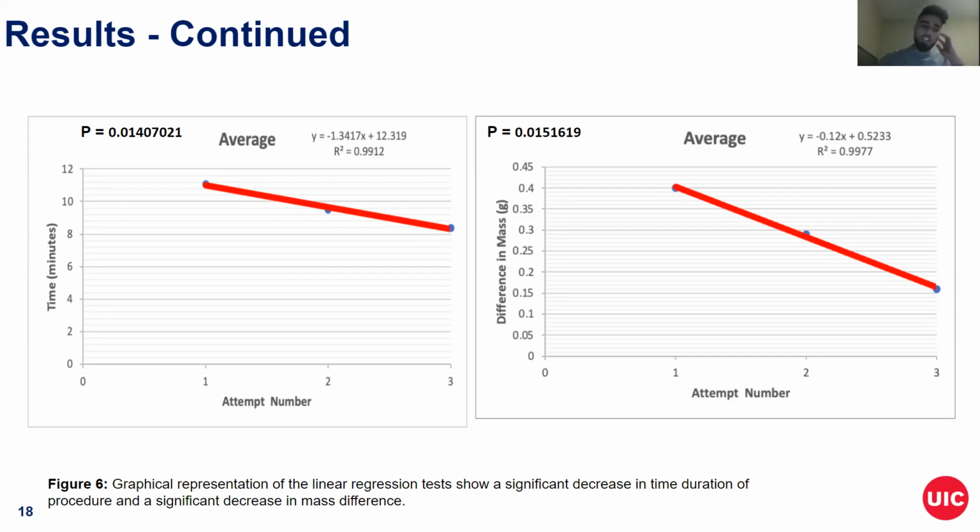This linear regression test had a p-value of 0.015, which is less than 5%, which means that we can conclude that there was a significant difference in the mass removal accuracy. Also, the R-squared value of this regression test was 0.9977, which shows that there is a strong relationship between the difference in mass and the number of previous training sessions.